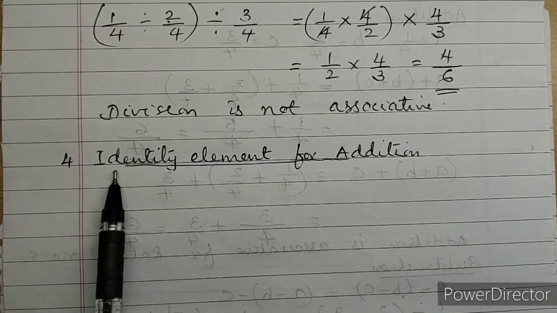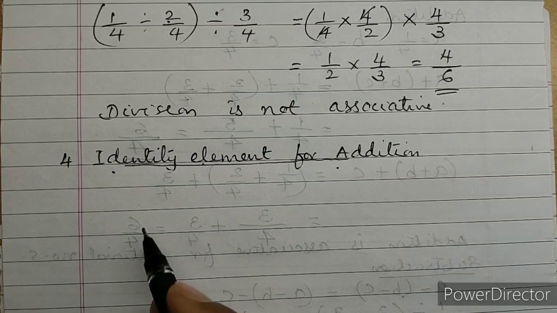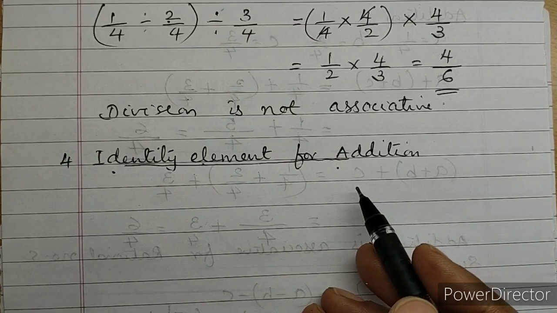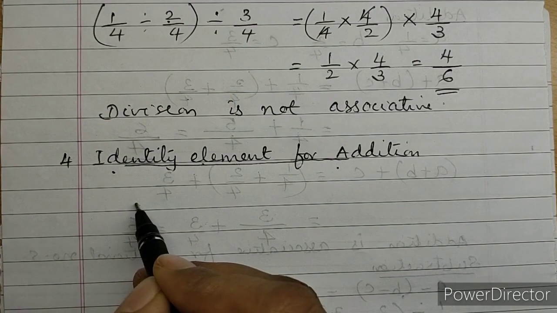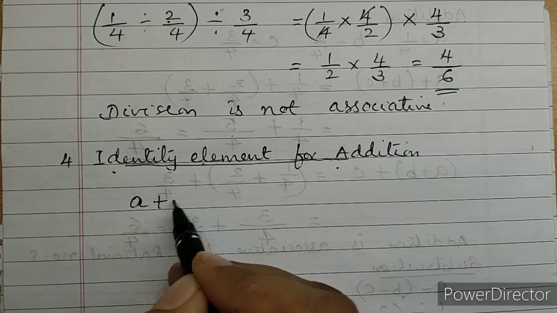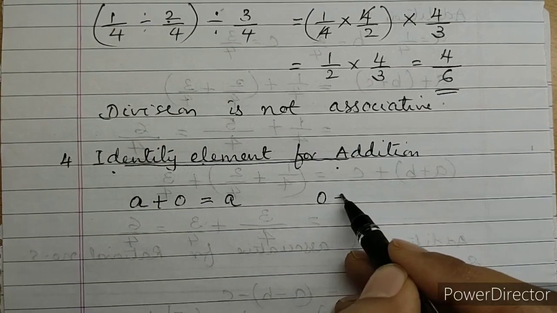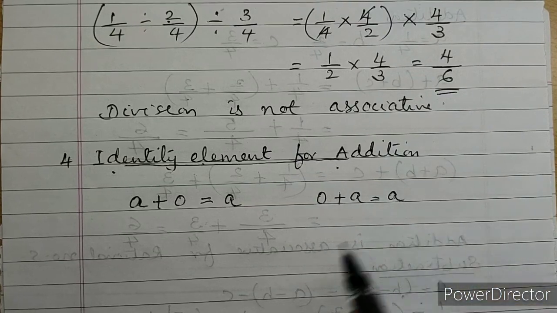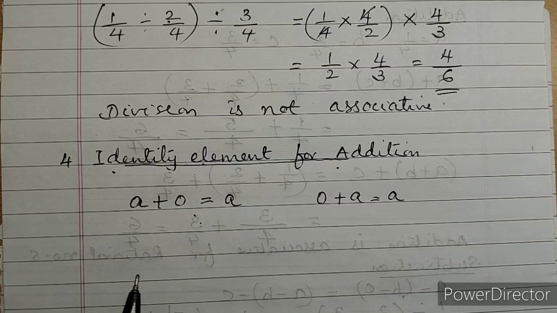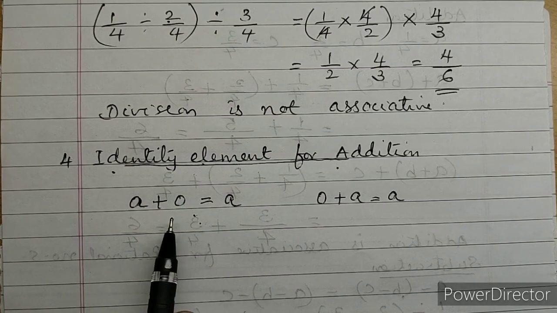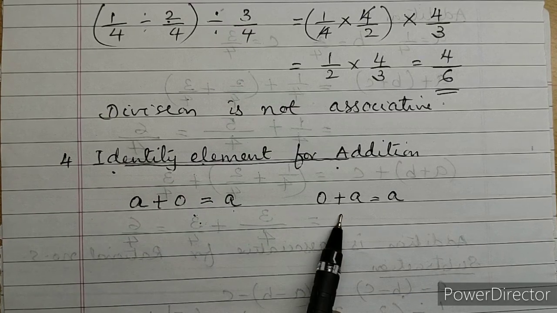Next property is identity element for addition. If 0 is added to any rational number, we will get the same rational number as the answer. Let A be any rational number, A plus 0 equals A only, or 0 plus A equals A only. If you add 0 with any rational number, natural number or whole number, any number also, you will get back the same number. So this is a speciality of 0.